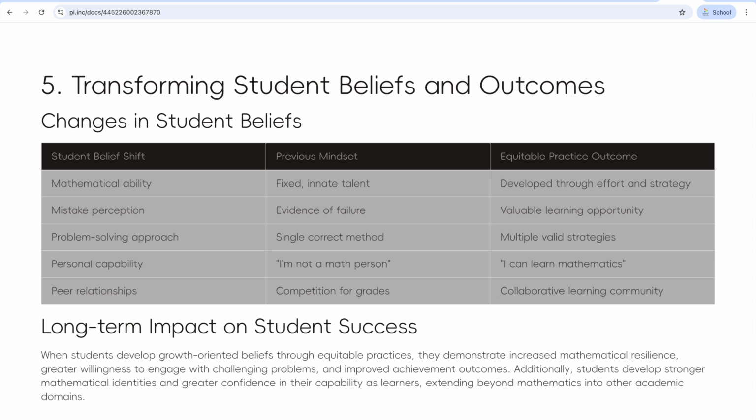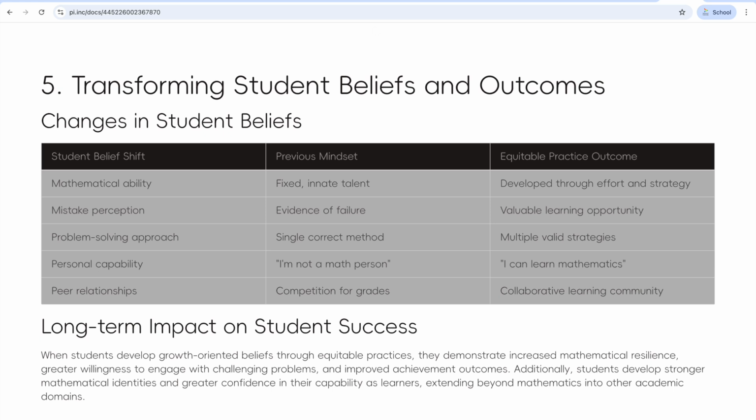I also witnessed important changes in my students' beliefs about mathematics. At the beginning of the year, several students viewed math as a subject where only certain students could succeed. Some students lacked confidence and were hesitant to participate. As I continued using equitable practices and encouraging a growth mindset, I observed students becoming more engaged and confident in their abilities. Students began explaining their reasoning more openly, collaborating with peers, and demonstrating perseverance when solving challenging problems.